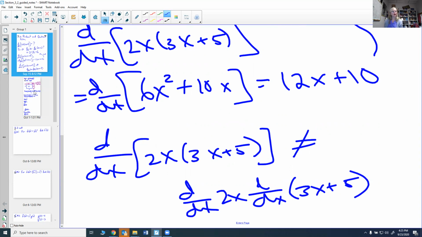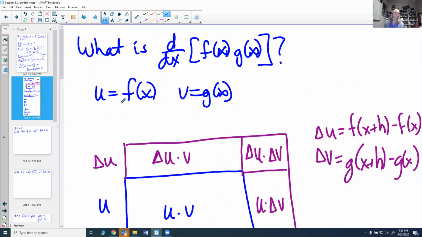So we're going to actually find out what the derivative is, and we're going to kind of use a geometric proof to do it. We're not really going to prove it because the proof is really complicated. So we want to know what is the derivative of a product. And f of x and g of x can get really confusing. So let's just call f of x u and g of x v, just to give them some name.